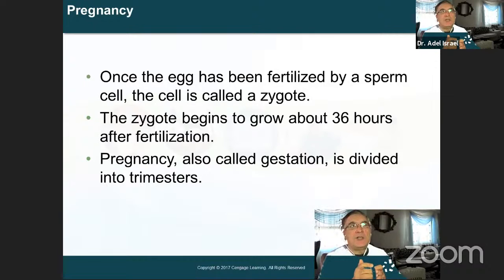Remember, sometimes they ask you about this word in the exam. It looks like gas station, but it is gestation. So if you forget the other word for pregnancy, it is gestation. Remember, it looks like gas station. It is divided into trimesters. Tri means 3, and mester means cycle. So trimester means 3 cycles. The first is 3, the second is 3, the third is 3, and the total will be 9 months.